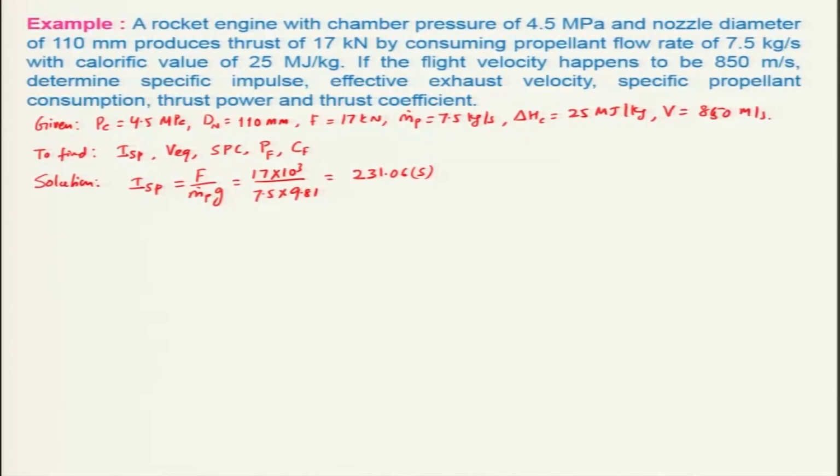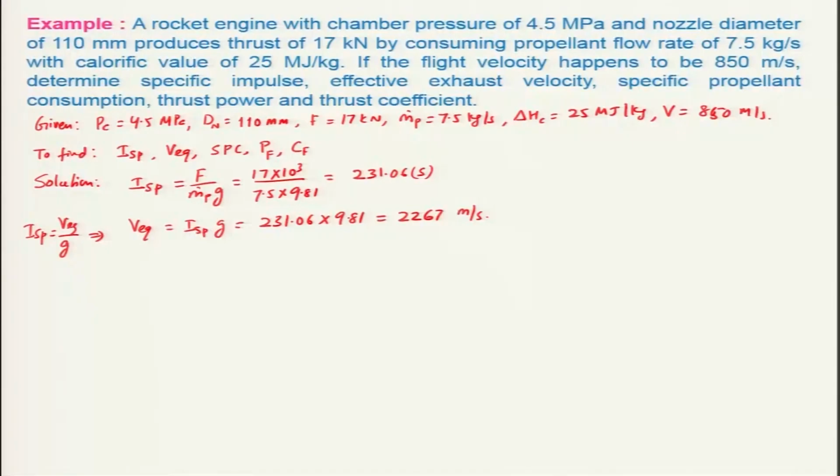Now we have to find V equivalent. We know that I_sp is equal to V equivalent by g. Therefore, I can write V equivalent as I_sp into g, that is 231.06 into 9.81. So, we will get something like 2267 meter per second roughly. Of course, it is 2266.7, but I am saying it is approximately that.